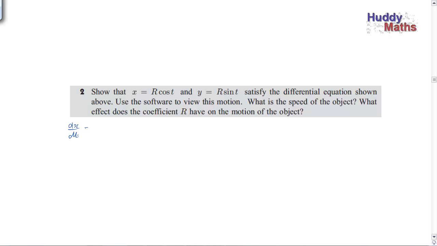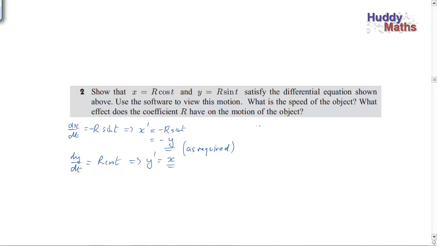Dx by dt is neg r sin t. Derivative of cos is neg sin, and that therefore implies that x prime equals neg r sin t, which is neg y again, because y is r sin t. And dy by dt will be r cos t, which implies y prime is just equal to x, again as required. So you're showing that those two x and y expressions do satisfy the pair of differential equations.